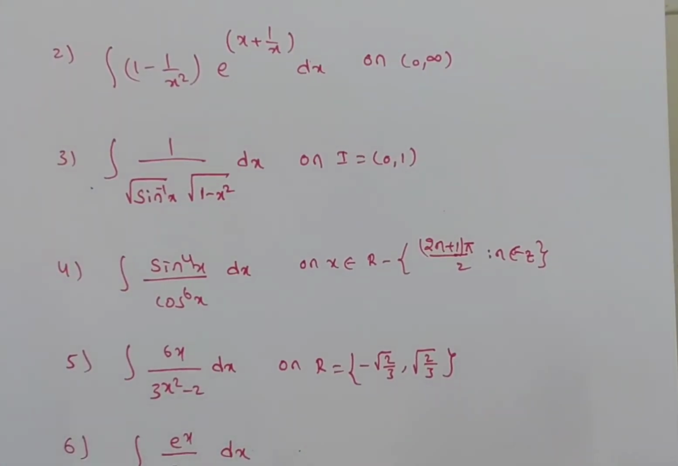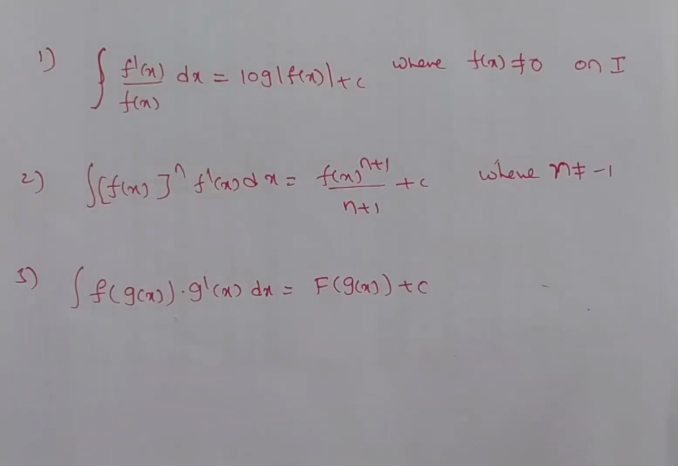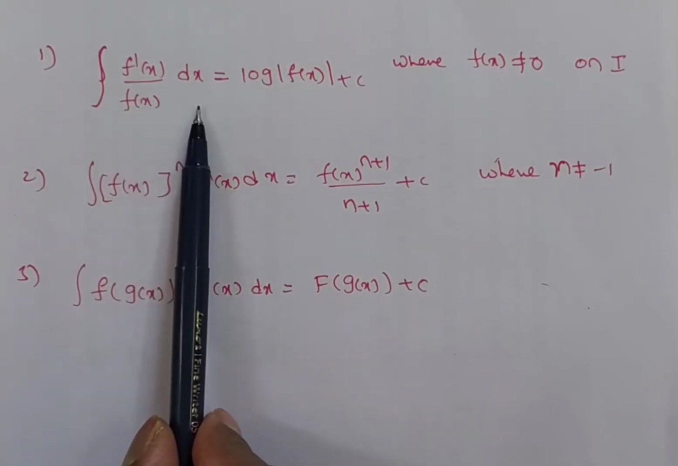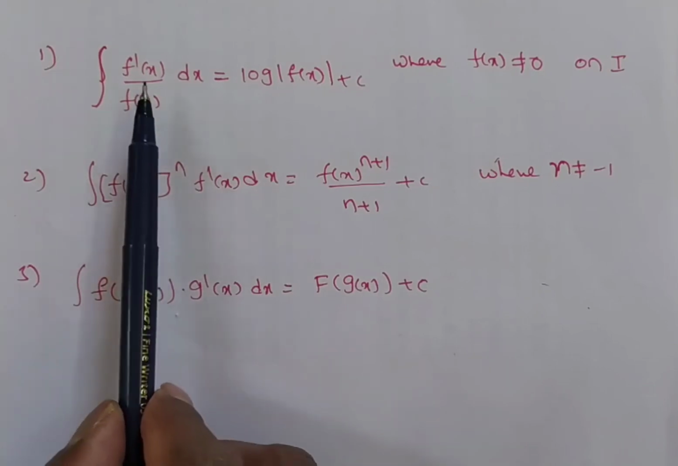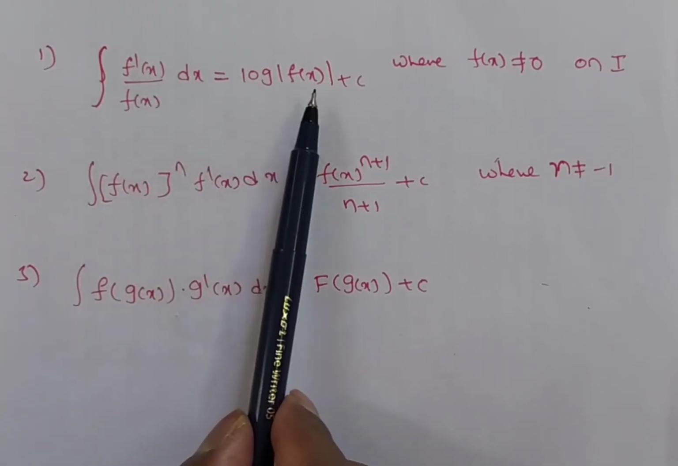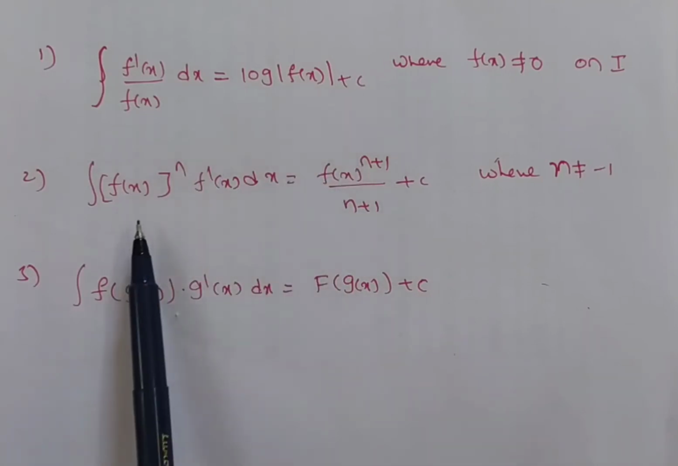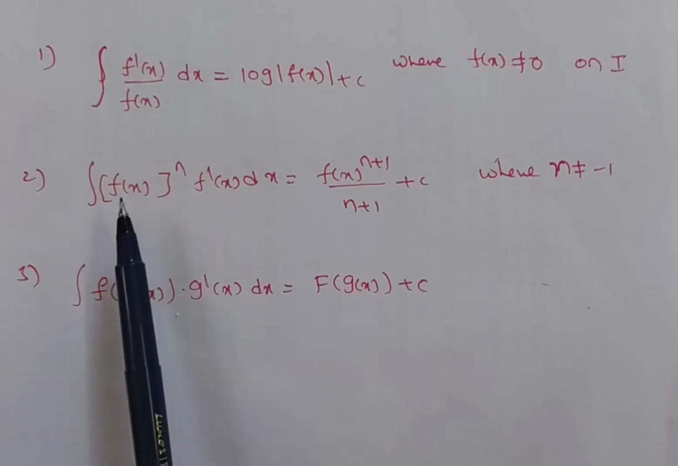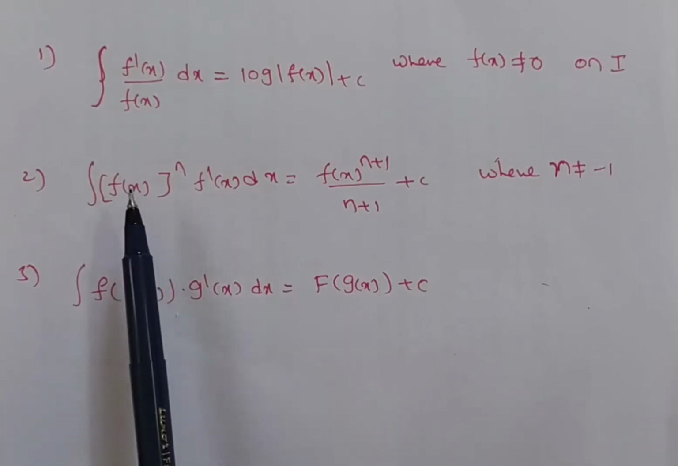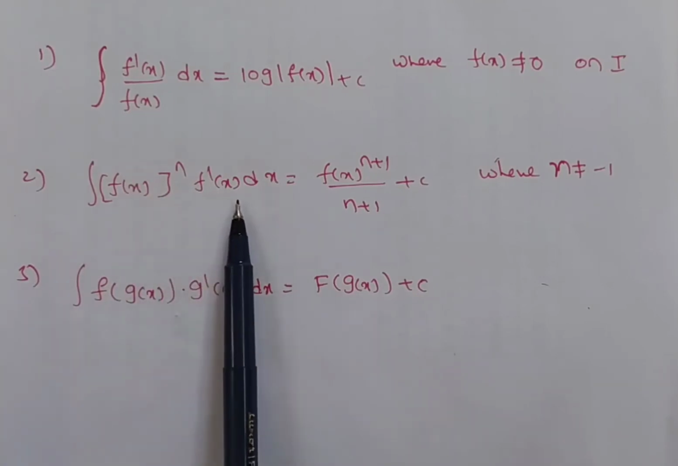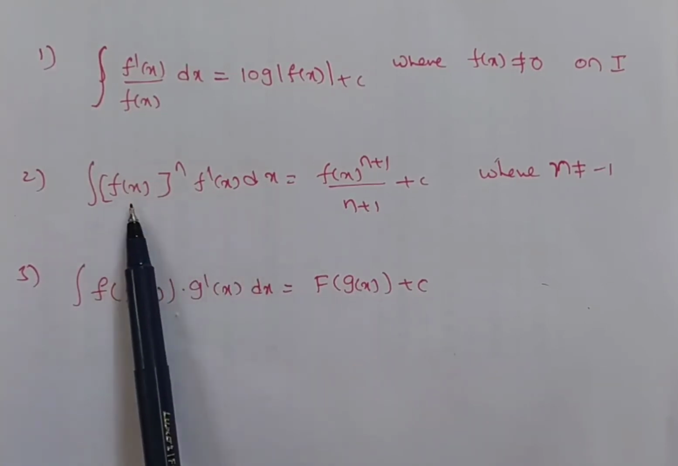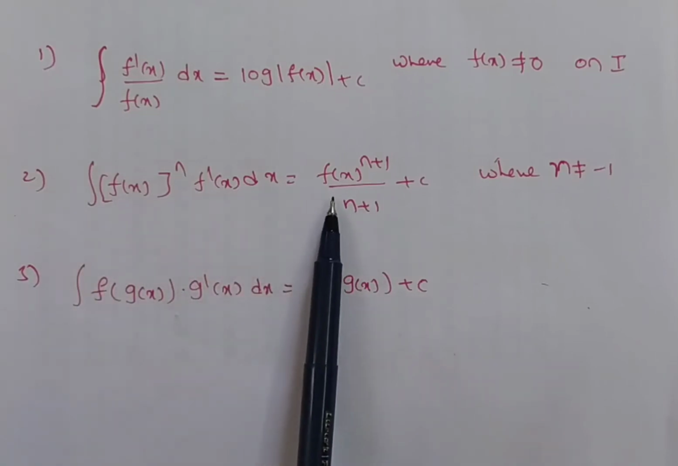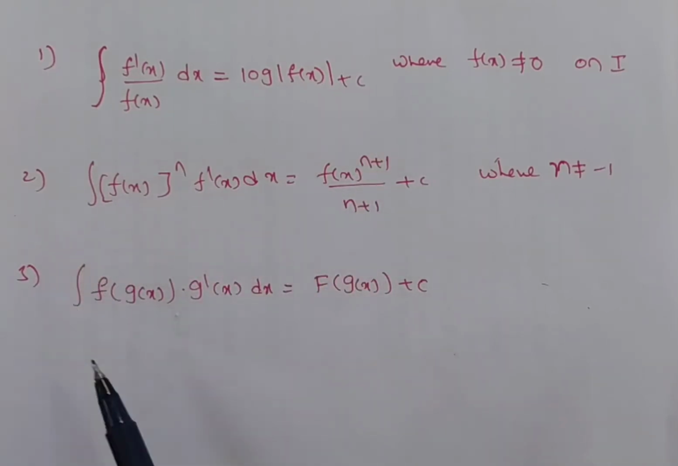But how to solve these problems? Generally we go for the substitution method. In the substitution method, basically we have three theorems. That is the integral of f dash of x by f of x dx form. If the derivative of the denominator is in the numerator, then we apply log of denominator plus c. Next, suppose the product of two functions is there, we have to verify. Suppose you consider f of x as a bracket, and this bracket's derivative is beside, then the integral of this is bracket power plus 1 by power plus 1.